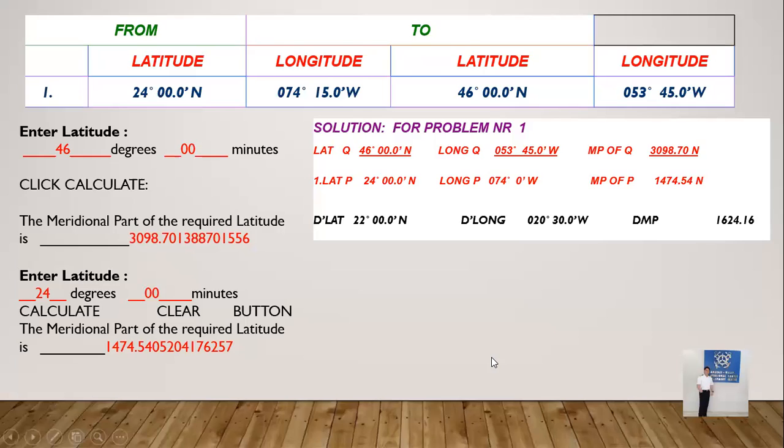Also, please download the Norie's tables that I will put in your canvas. Okay, so you can do it by taking the DMP, or the meridional parts, from the Norie's tables, or by solving it using your scientific calculator. Clear?